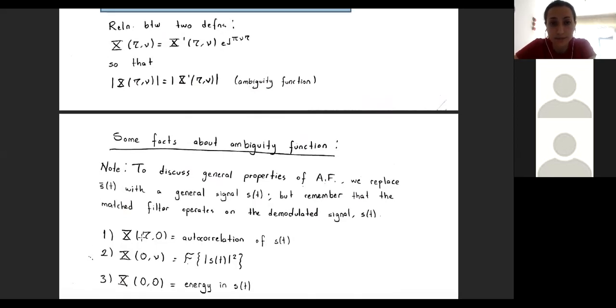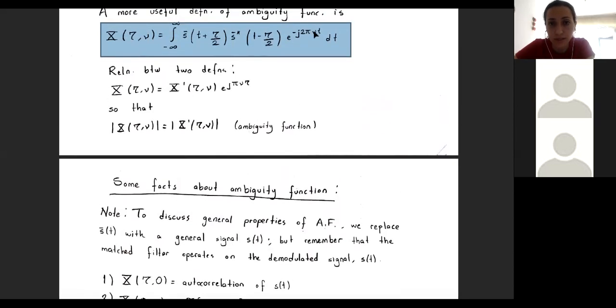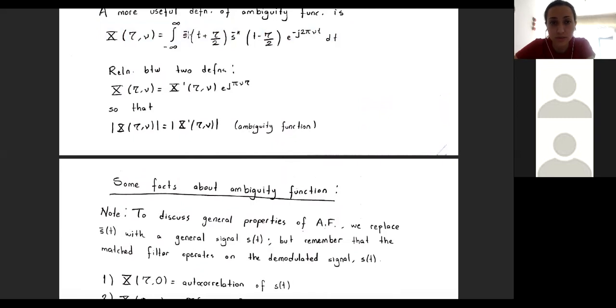If you look at its slices, let's look at its slice along tau. We insert v equals 0 to understand the behavior along tau slices. If you insert v equals 0 here, you're going to get just this term multiplied with this term and integrated. And this has a special name: we call this thing the autocorrelation function. This is the autocorrelation of the signal.